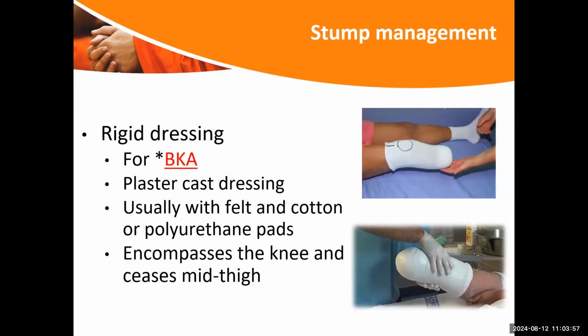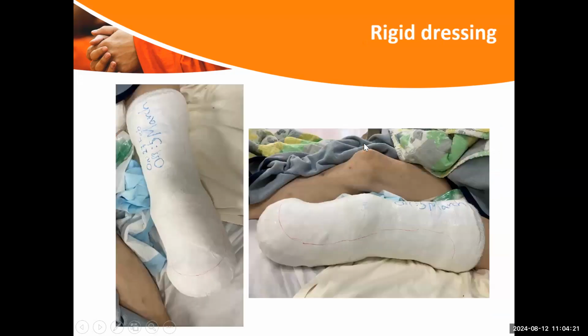BKA, it is actually a plaster cast. Okay, this is the plaster cast passing through the knee joint. Of course, inside there are some cotton pads. Okay, and then it passes the knee joint and onto the distal part of the thigh, mid thigh sometimes. So this is the real rigid dressing. Usually they have a date on it.